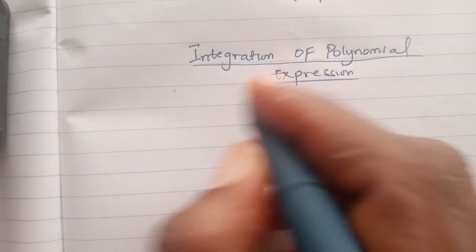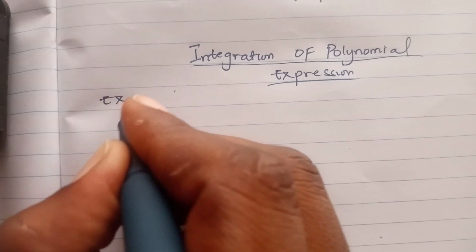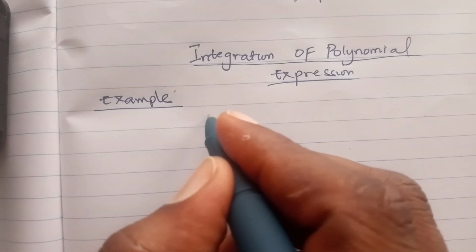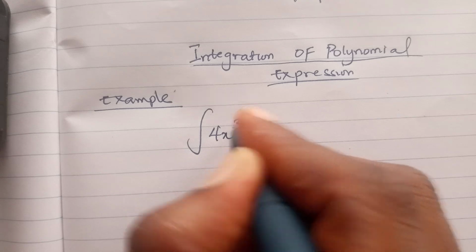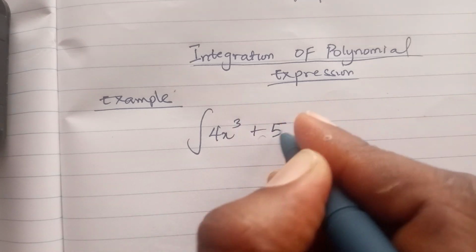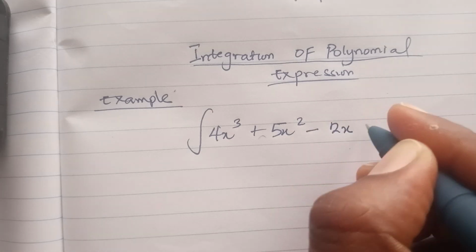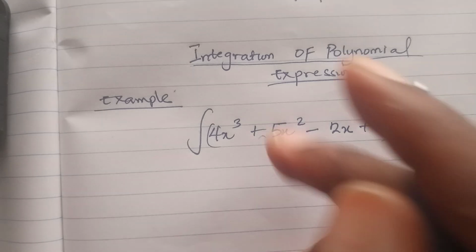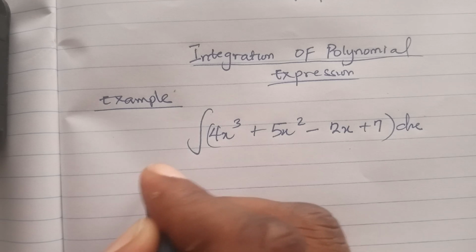All right. Now, let's look at an example here. We have the integral of 4x cubed plus 5x squared minus 2x plus 7 with respect to x. How do we integrate this? This is so simple. You can do it like this.